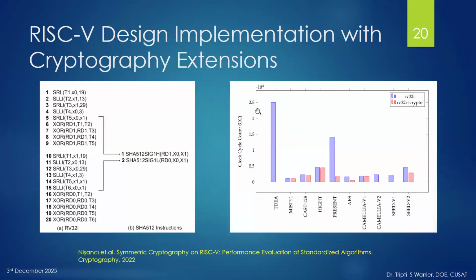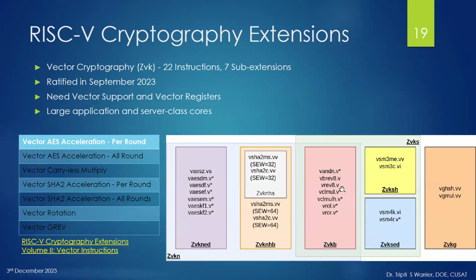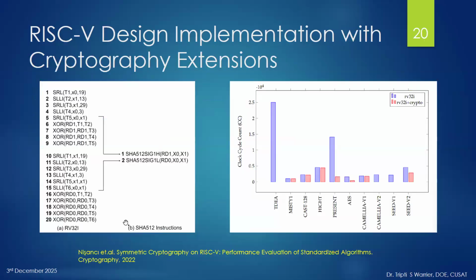In the next slide, these subsets and definitions are available in any standard literature. What I want to show here is from an implementation of a scalar cryptographic extension. This is a snippet of code in RV32I. By this time you are aware of what RV32I is.